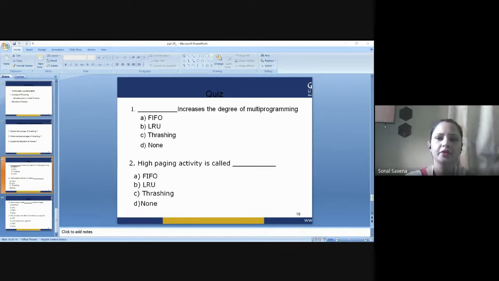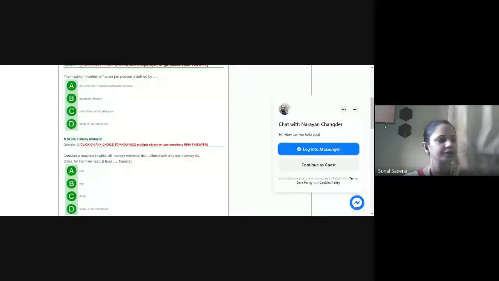This question is already clear to all of you. Let me take you to the second and third questions that we have. These are the two questions that we will need to attempt. The maximum number of frames per process is defined by. And the second question comes. Here I'm going to present another MCQ to you. Let us start to solve this. Try to solve this question quickly.